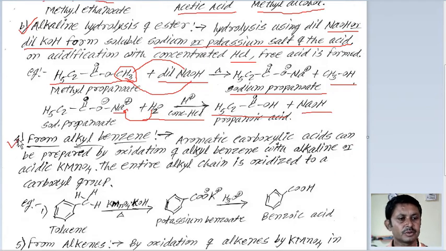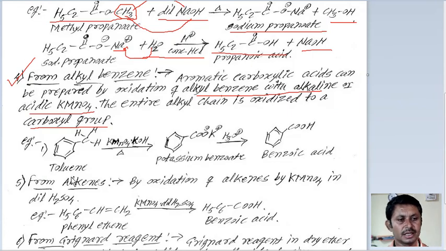The next method is to prepare a carboxylic acid from benzene, that is the aromatic carboxylic acids. See here, aromatic carboxylic acids can be prepared by oxidation of alkyl benzene with alkaline or acidic KMnO4. The entire alkyl chain is oxidized to a carboxyl group. See here, there is a benzene ring directly attached with CH3. The name of that compound is toluene.